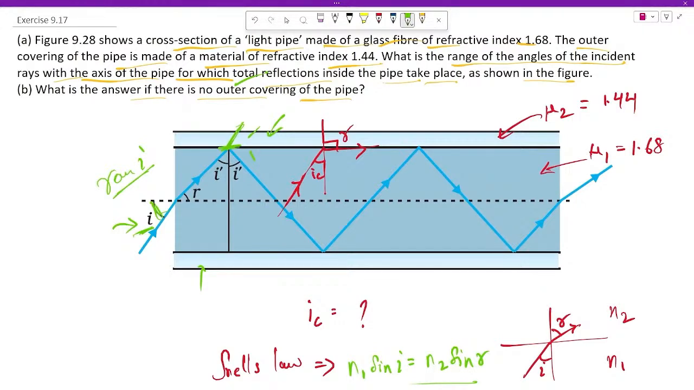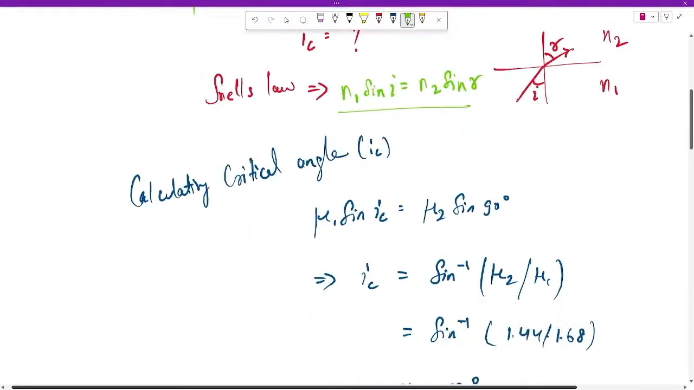Now let's revisit Snell's law. It says that if the angle of incidence in one media of refractive index n1 and the angle of refraction in the other media of refractive index n2, then they can be related by n1 sin I equals n2 sin R. So we will use this Snell's law in order to find out the critical angle. So let's calculate the critical angle.